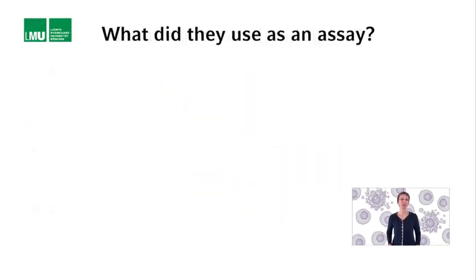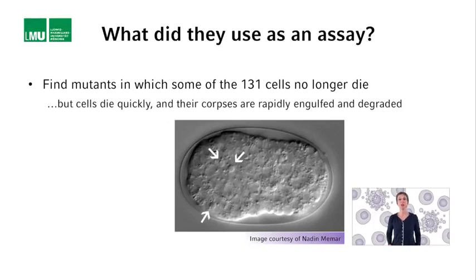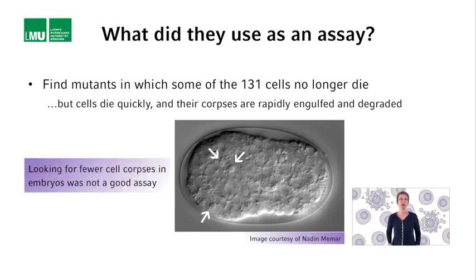What did they use as an assay? Of the 131 cells that die during C. elegans development, 113 die during embryogenesis. However, when you look at an embryo by DIC microscopy, you only see a handful of these apoptotic corpses, even if you scan the entire embryo. And that's because, as I mentioned earlier, in C. elegans, cells die very quickly and the cell corpses are swiftly engulfed and degraded. They don't persist. And that's why at any given time during embryonic development, you only see a few corpses. The small number of corpses you see make it hard to look for mutants in which some of these cells no longer die. To look for fewer corpses in embryos by DIC microscopy was therefore not a good assay.